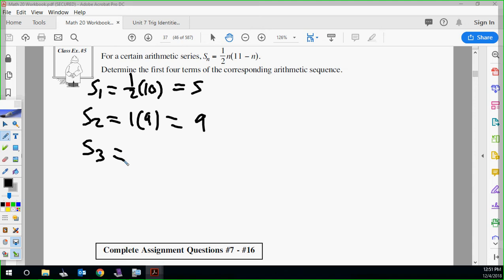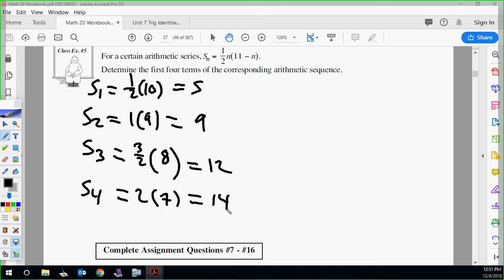So 3, if I plug a 3 in, that's 3/2. 11 minus 3 is 8. 8 times 3/2 is 12. Is that right? 24 over 2? Yeah. Okay, S of 4. S of 4 is 4 times 1/2 is 2, and then 11 minus 4 is 7, so I get 14.